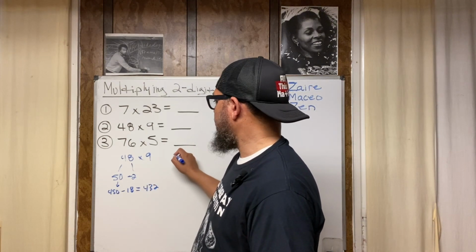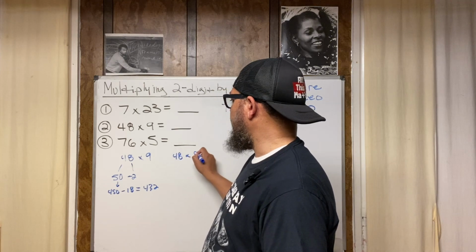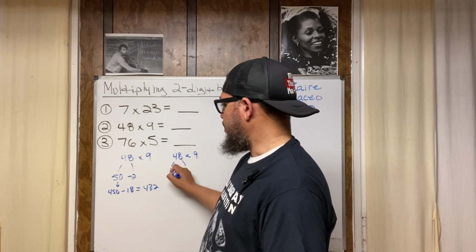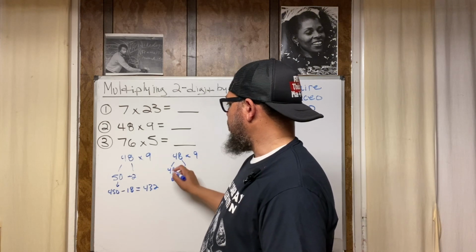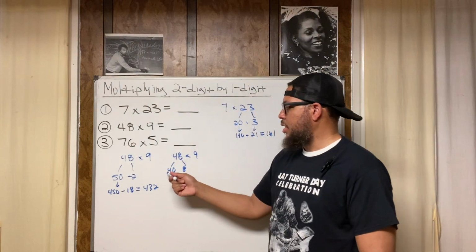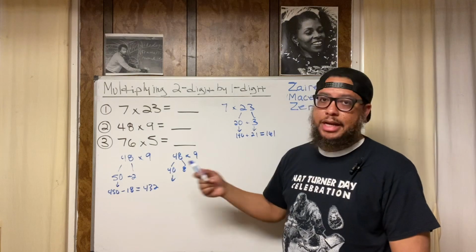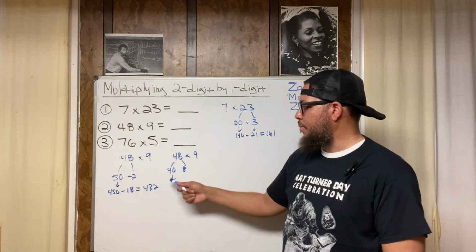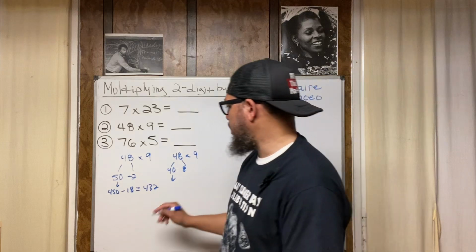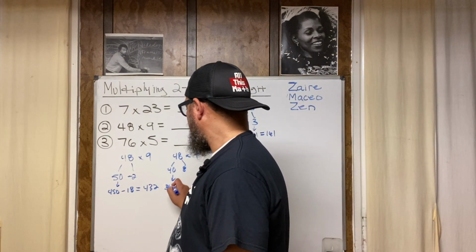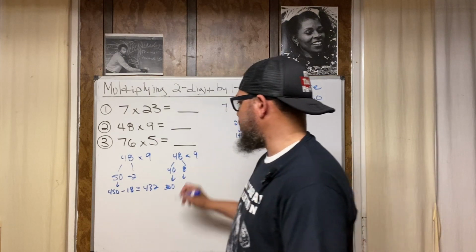What if I did it the other way? I broke this down into 40 plus 8. We can still do that. 40 plus 8. Watch this. 4 times 9. Treat the 40 like it's a 4. 4 times 9 is 36. Attach the 0. You get 360. Then you do 8 times 9.